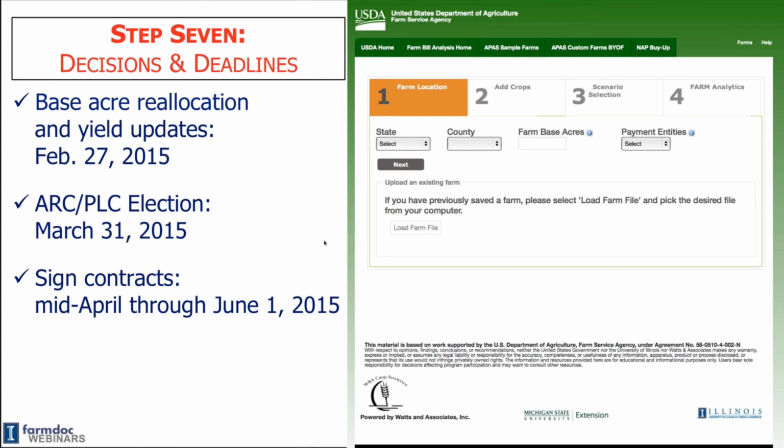The landowner is going to make base acre and yield decisions. The producer is going to make the ARC PLC decision. And in the case of a cash rent, the landlord won't be making that ARC PLC decision. But I think we always advise, for keeping good relations with your landlord, that it's probably a good idea to at least let them know what you're thinking and what your decision is going to be on that farm, because that will stay with that farm even if you're not the tenant in future years.